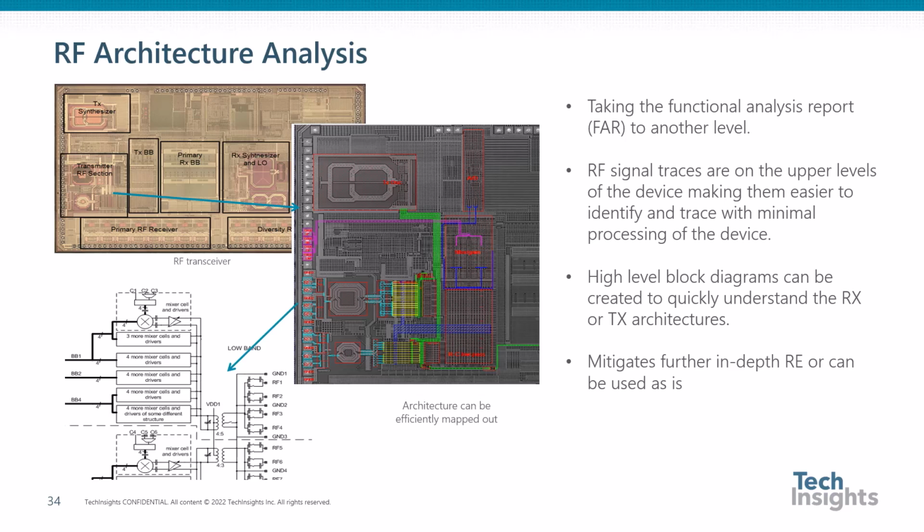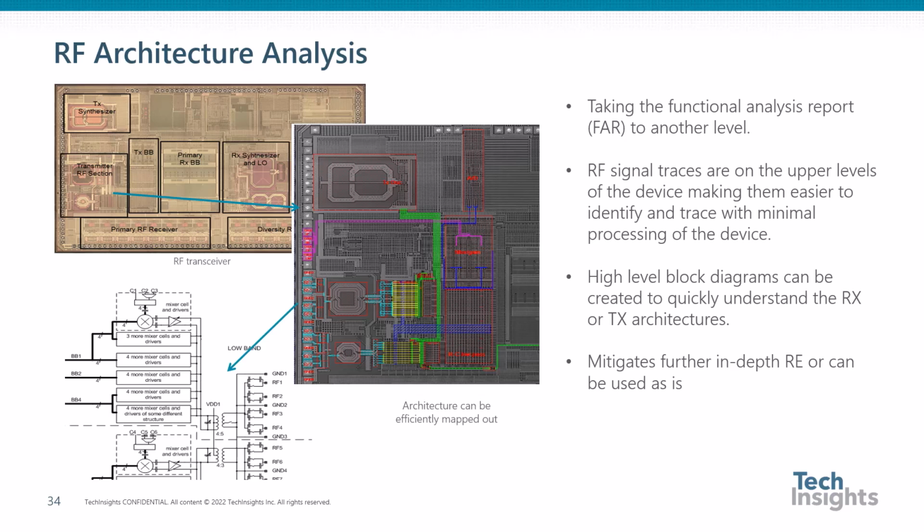RF devices are interesting in that characteristic layout features such as high-speed routing, balanced and quadrature analog signal routing, inductors, transformers, and balanced circuit layouts are typically visible within inspection of the top few metal layers of the device. Couple this with the analyst's experience, and a high-level schematic of the RF architecture can be efficiently produced.